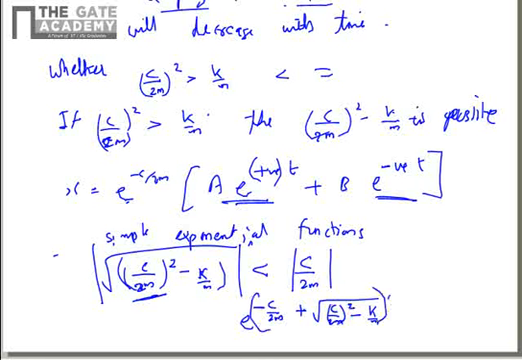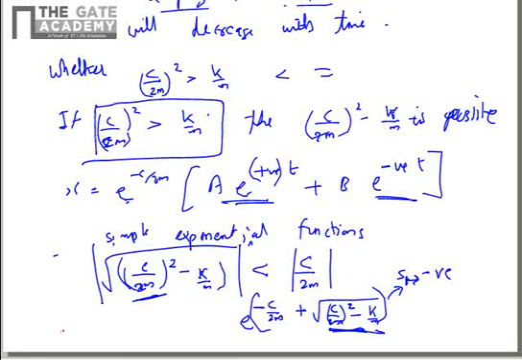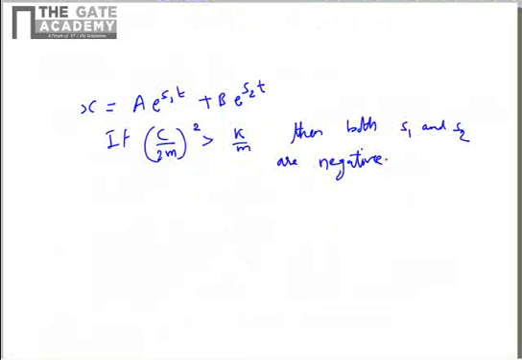This quantity here, s1, will be negative because (c by 2m) whole square is greater than k by m. So this quantity is positive. Taking the square root is possible, but whatever this value is, it will be less than c by 2m. So the net effect will be negative. So s1 will be negative. In this case, when (c by 2m) whole square is greater than k by m, both s1 and s2 are negative.